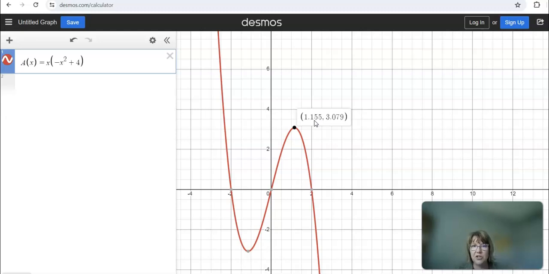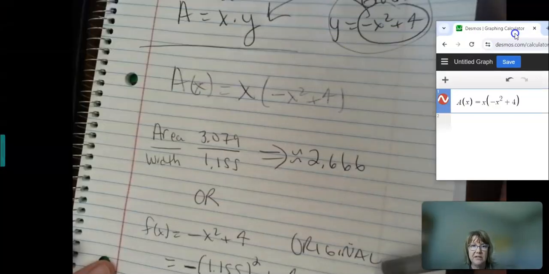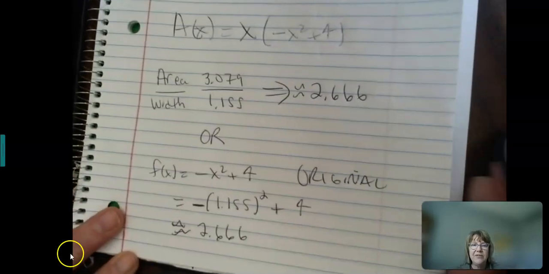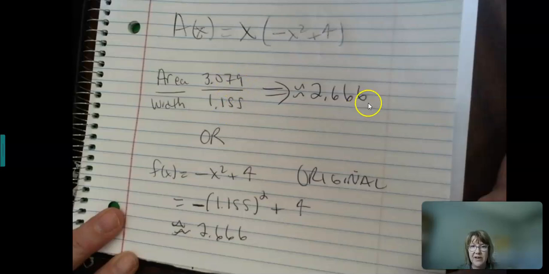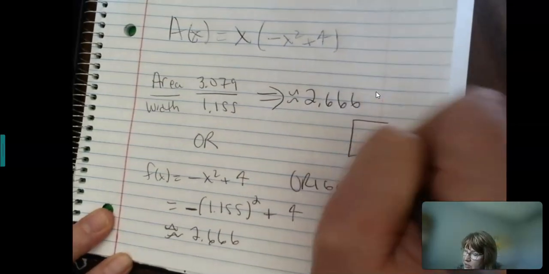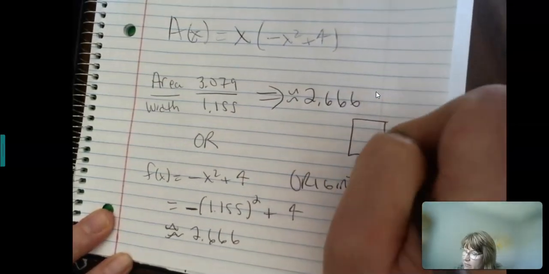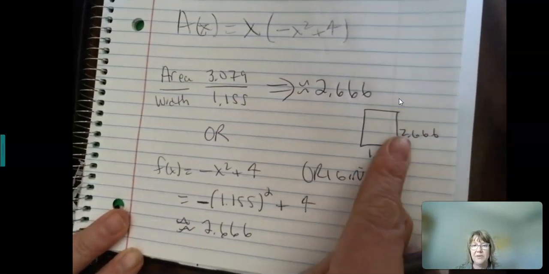The other thing I could do is sub this into my original to see where it's at. So I'm going to pause for a second to show you how I can get the length. Again, remember this is a new function. This is our area function. So how do I figure out the length and width? Well, I know the width. I know the area, so if I divide those, because it's just a rectangle, I can get the length and width. So it should be 1.155 by 2.666 for the y value.